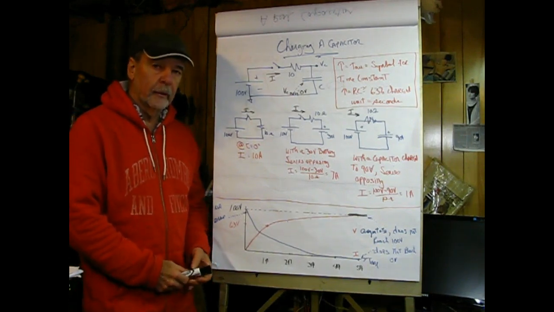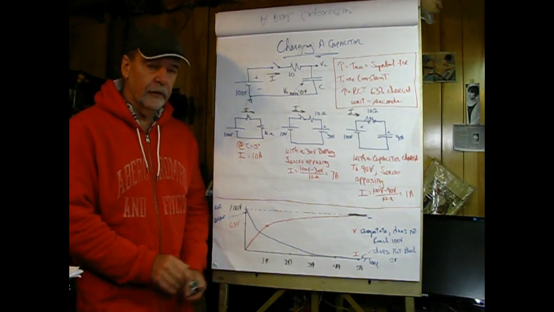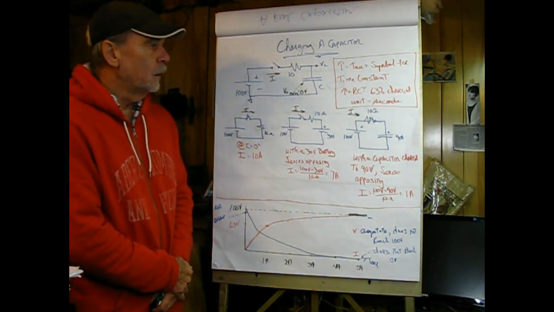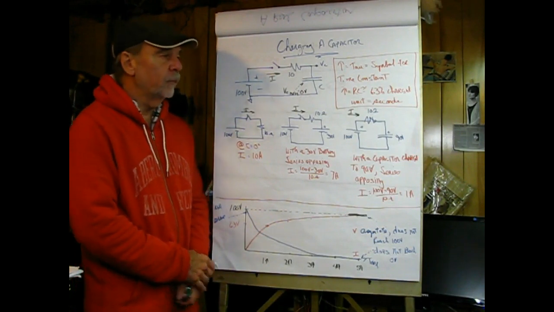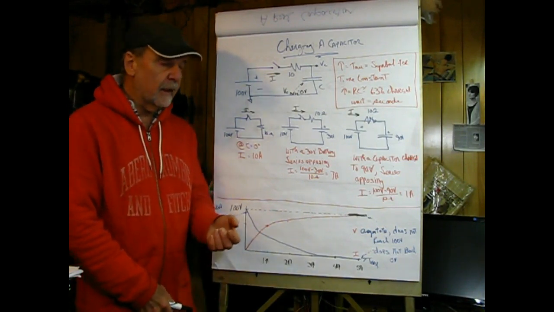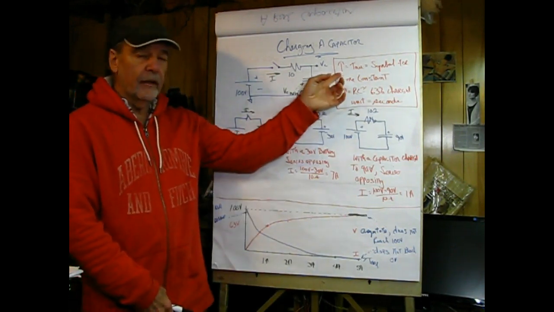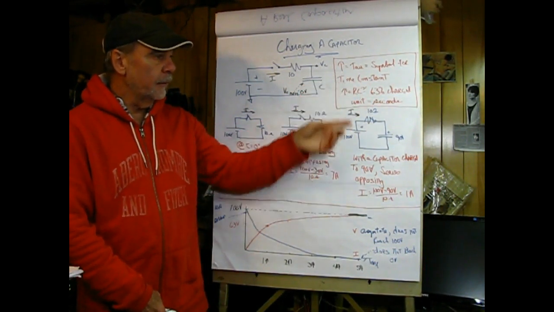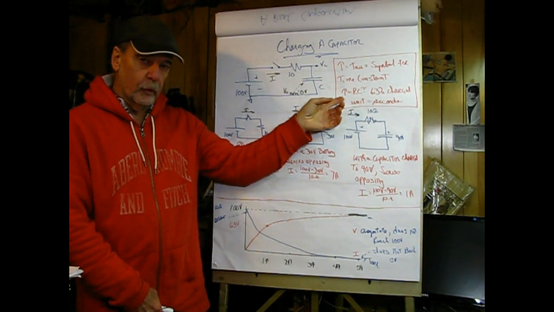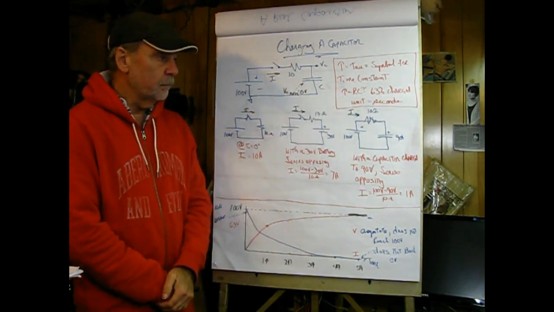My name is Jim, and we're going to be talking about the charging and discharging of a capacitor. One of the things we have to know about is how long it takes to do that. So what we have here is what's called a time constant, and the symbol for that is the Greek symbol tau, and it's equal to the product of R times C.